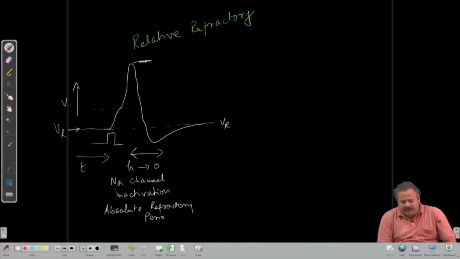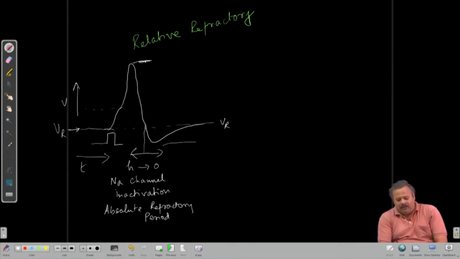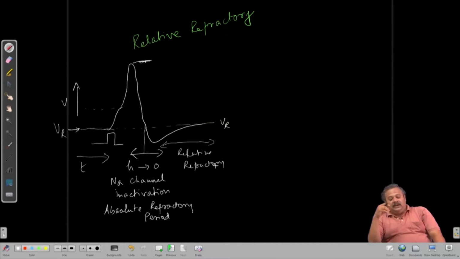Which means that in this particular period, no matter how much current we inject, we cannot get an action potential. So, even if we inject a current here, because the sodium channels cannot open, we cannot get an action potential. But in the following period, we have what we call relative refractory, and that is a period where we need a higher current than usual to produce an action potential.